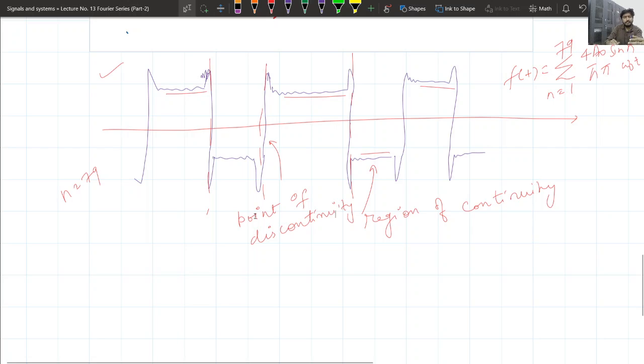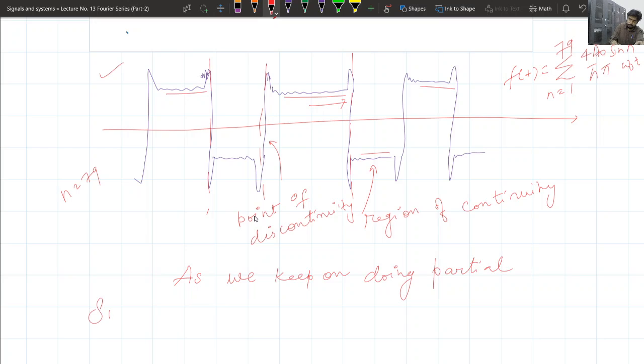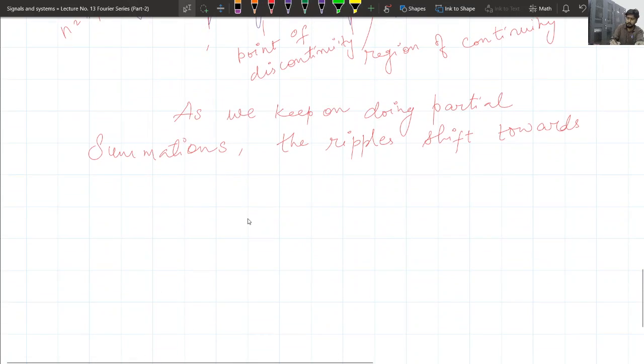So likewise, as we keep on doing partial summations, what will happen? The ripples will shift towards the discontinuity. Okay, write here one point: as we keep on doing partial summations, the ripples shift towards points of discontinuity.